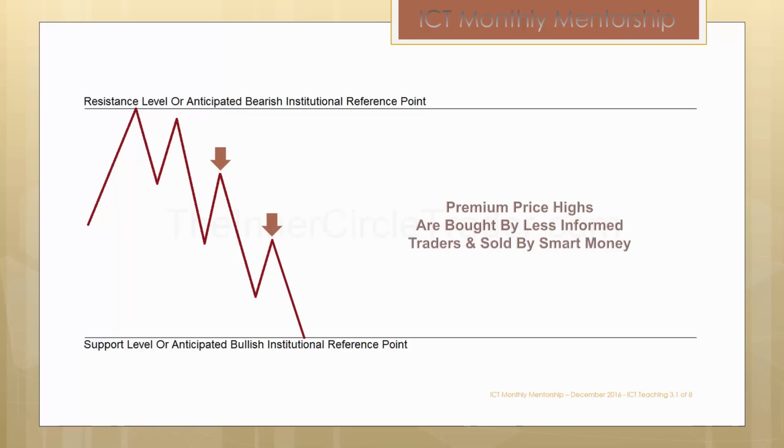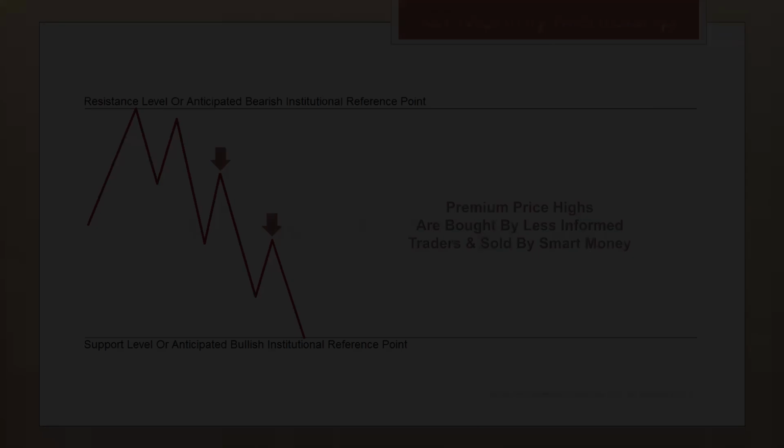Premium price highs are bought by less informed traders and sold by smart money. Which are you going to be grouped in?